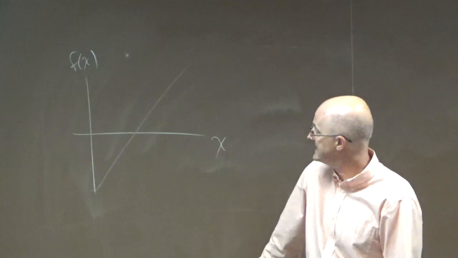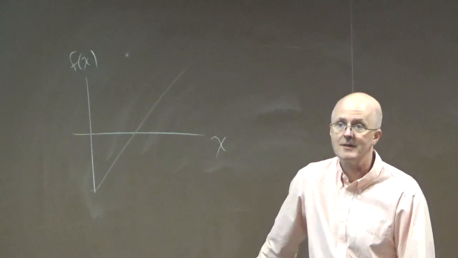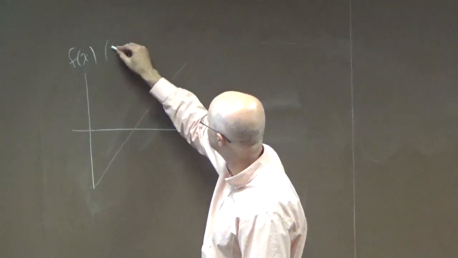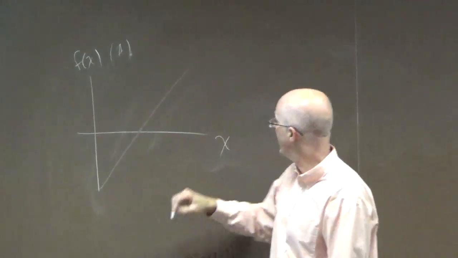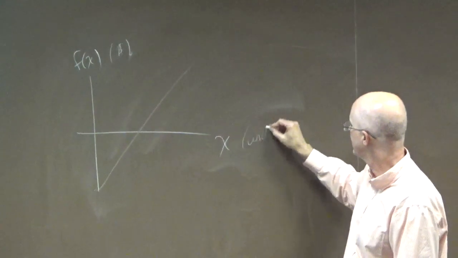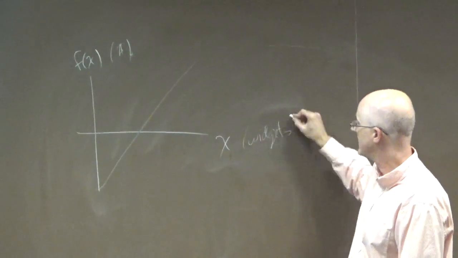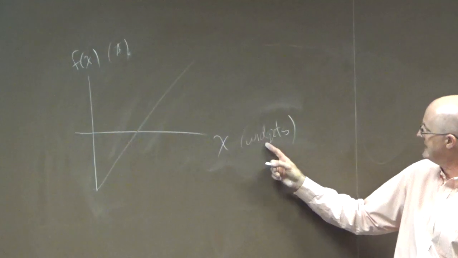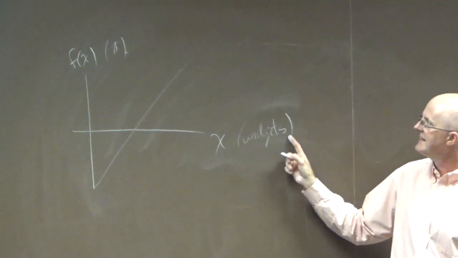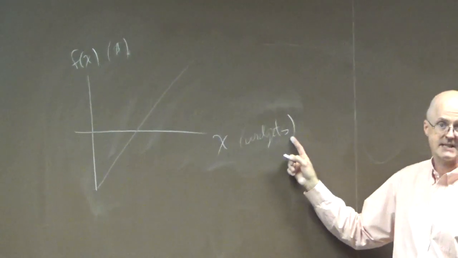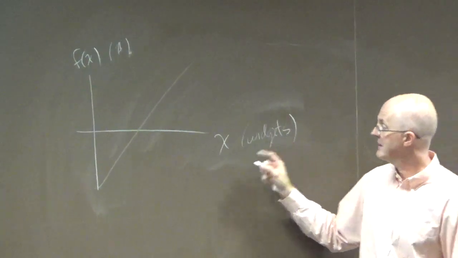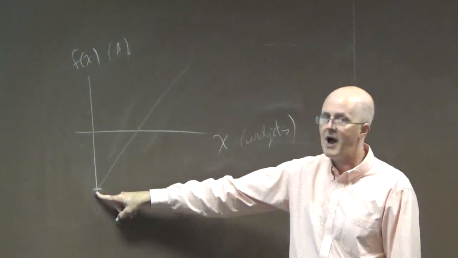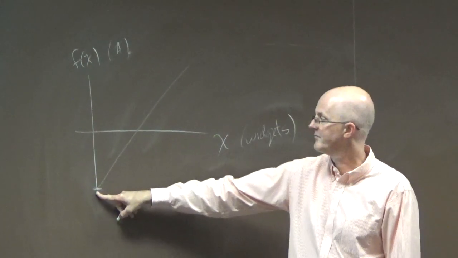And the slopes and intercepts have meaning. The slope would tell you how much extra profit in dollars you get for every extra widget you make. It says widgets, W-I-D-G-E-T-S. That would be the meaning of the slope. And the intercepts have meaning as well. This intercept, the y-intercept, tells you what's your profit when you make 0 widgets.